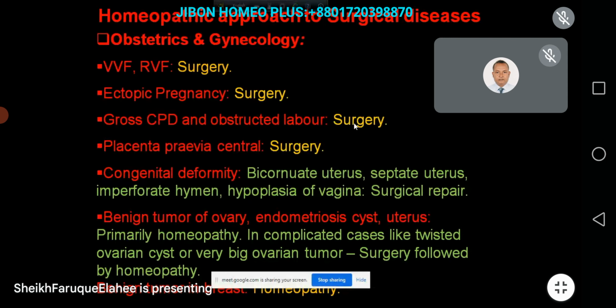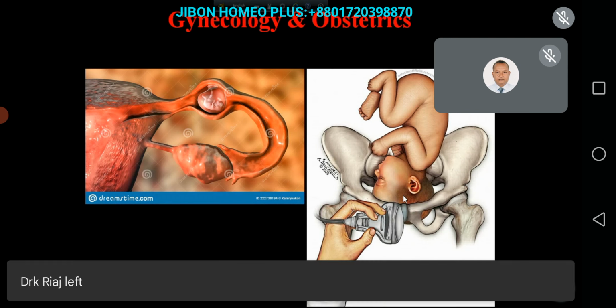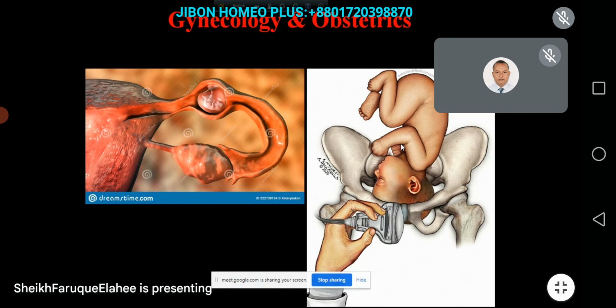The lady has what is called a contracted pelvis. Congenitally, since birth, she has a contracted pelvis. The pelvis is so narrow that a normal head cannot pass through it. Or maybe she has a normal pelvis, but the head of the baby is very big, so it will not come through. This is called CPD, cephalopelvic disproportion.